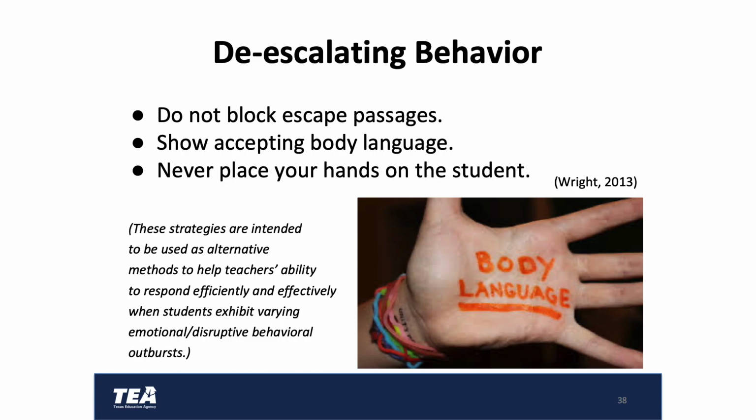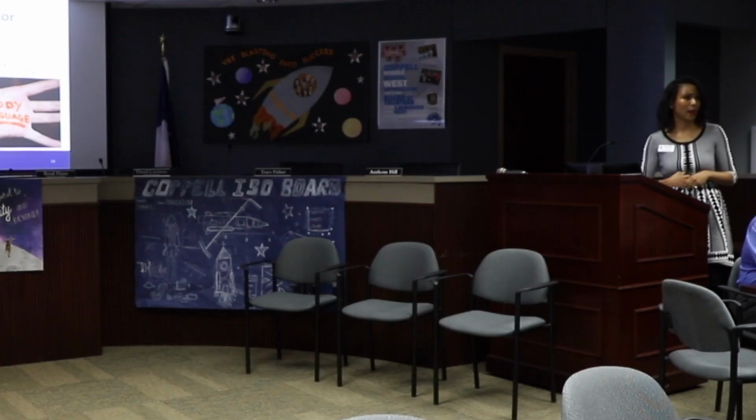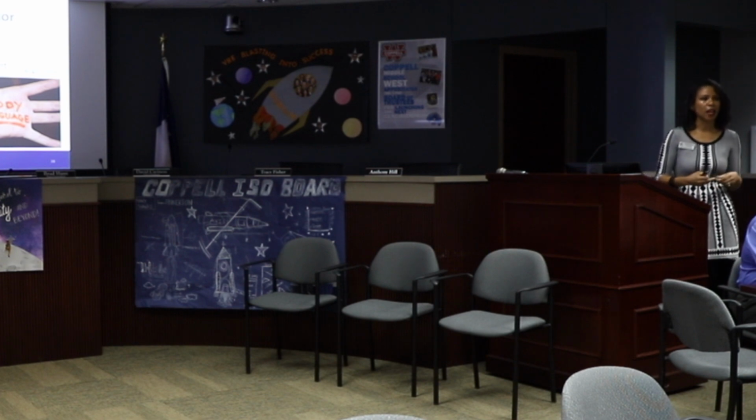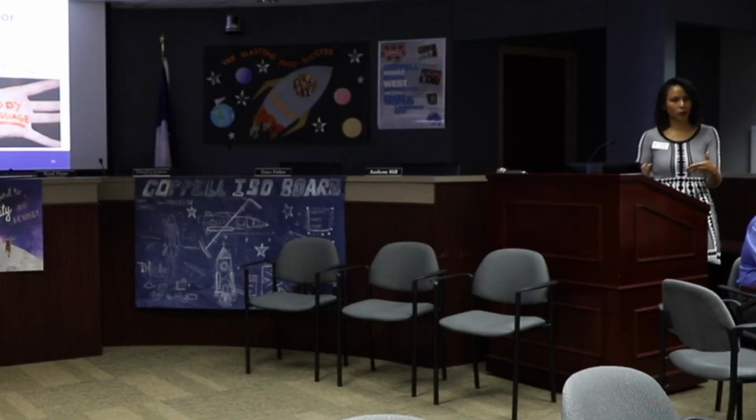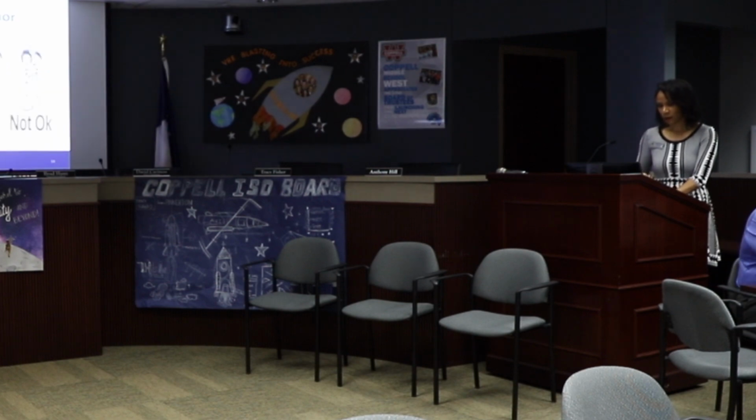Here are some additional things. Do not block escape passages. Think about some of the students when they're agitated and angry. That fight or flight response comes in, and we don't want anyone injured because a kid's trying to run out the door. Show accepting body language, so maybe standing at an angle, in a non-confrontational stance, just remembering that CPI training as well. And then never place your hands on a student, unless you're having to do a restraint that you guys have discussed as a team, that this is the next step.